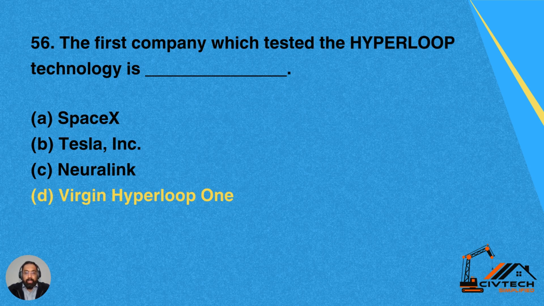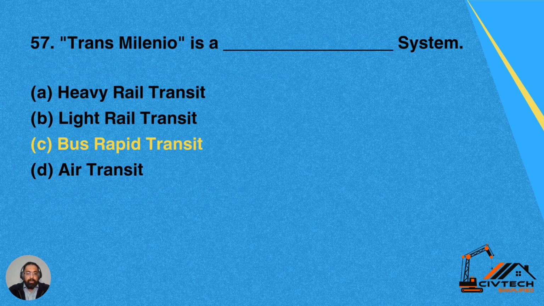Question 56. The first company which tested the hyperloop technology is option A, SpaceX. Option B, Tesla. Option C, Neuralink. And option D, Virgin Hyperloop One. So the first company who tested the hyperloop technology is option D, Virgin Hyperloop One. D is the correct answer.